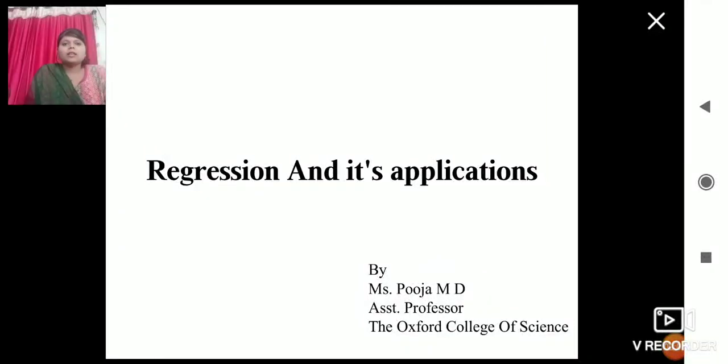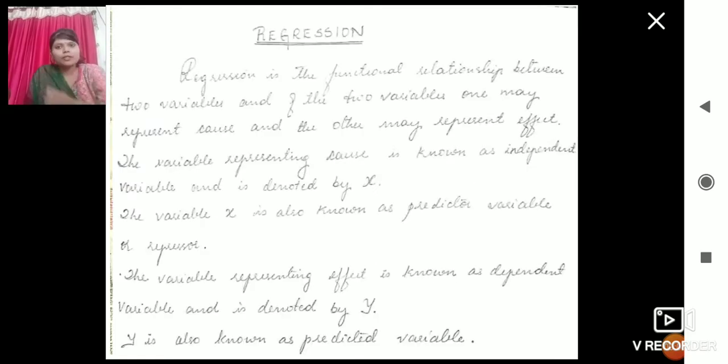Today's topic is regression and its applications. Regression means the functional relationship between two variables. Of the two variables, one may represent the cause and the other the effect. So one is dependent and the other is independent. The effect is dependent on the cause.